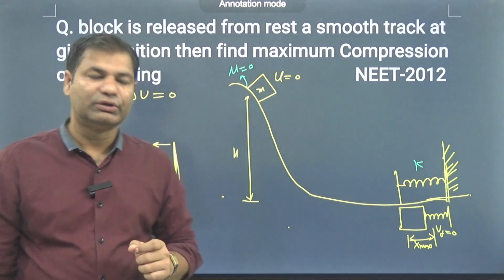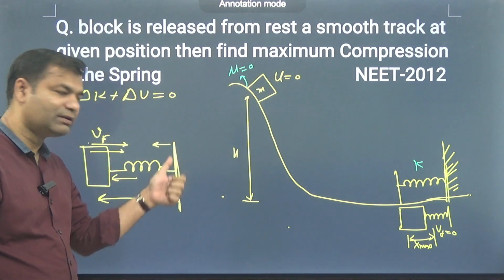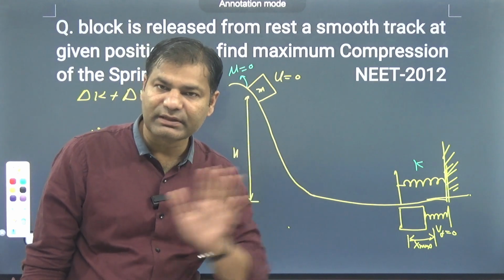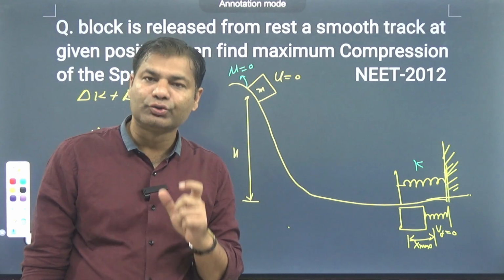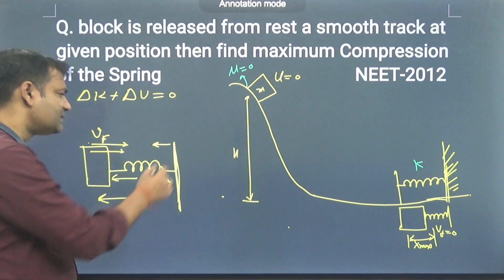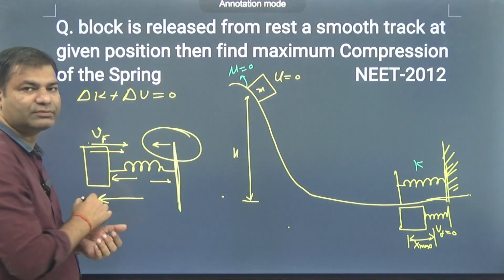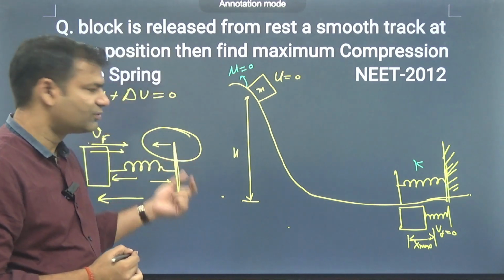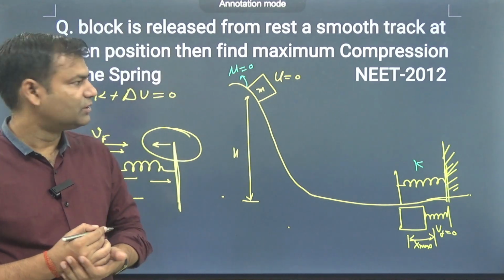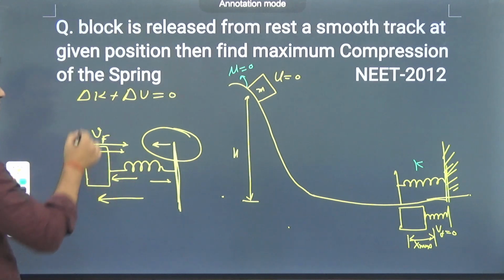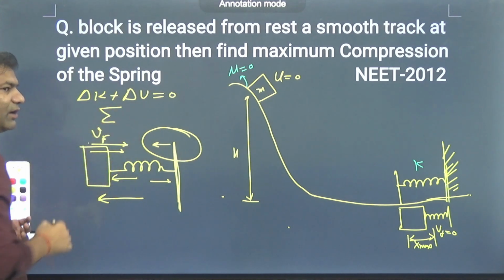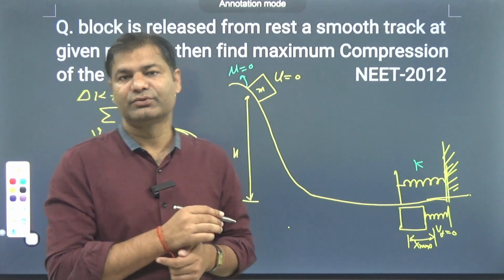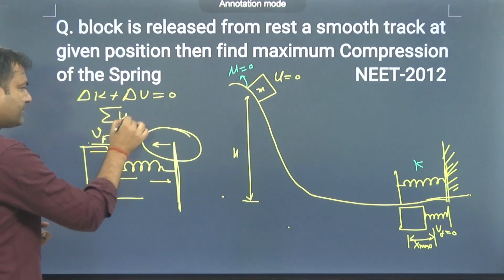But due to this external force, due to the wall, no work is done. The wall is not moving here to here or here to here. So work done by this external force is also 0. Clear or not? So the sum of work done by all external forces is 0 here.